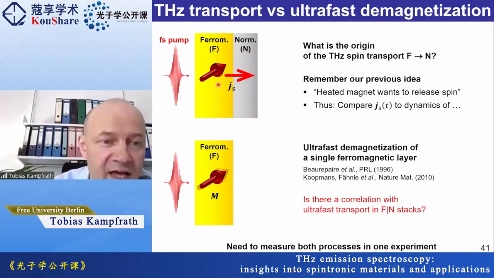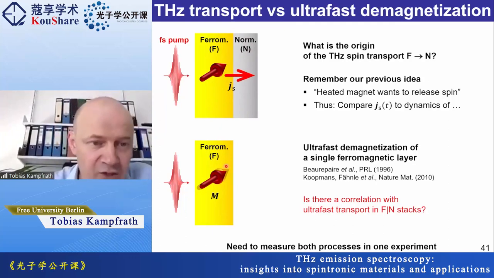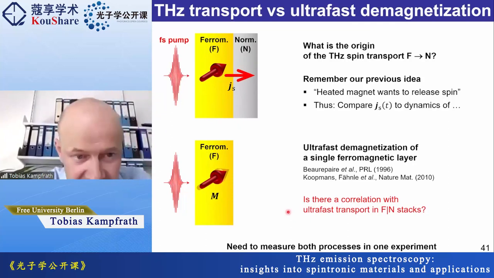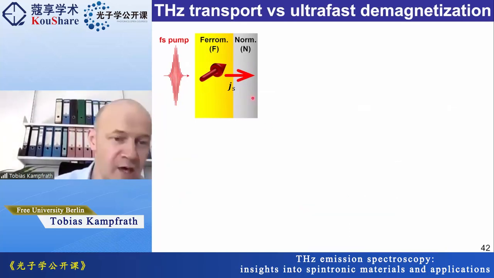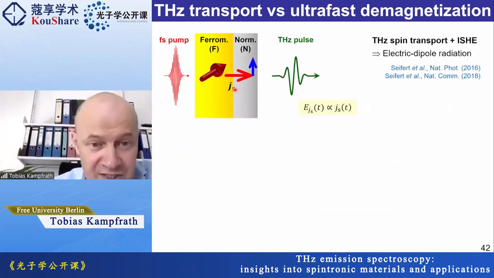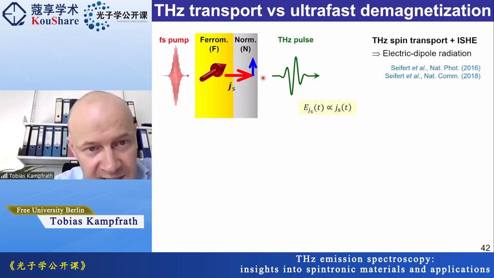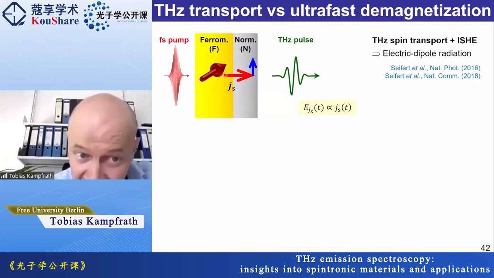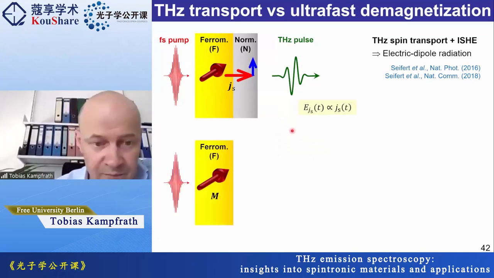To compare the two processes to each other, it would be, of course, ideal to measure them in one and the same setup. And as you will see, you can measure them in one and the same setup by terahertz emission spectroscopy. So how does this work? The spin current we can measure easily because we know that the spin current is converted into a charge current. By measuring the terahertz pulse, we can calculate back to the charge current and to the spin current. So this is something that will definitely work.